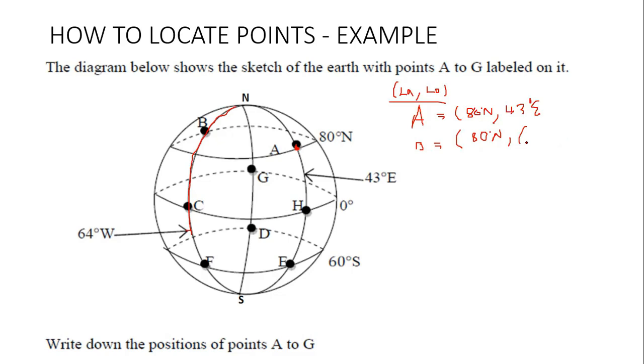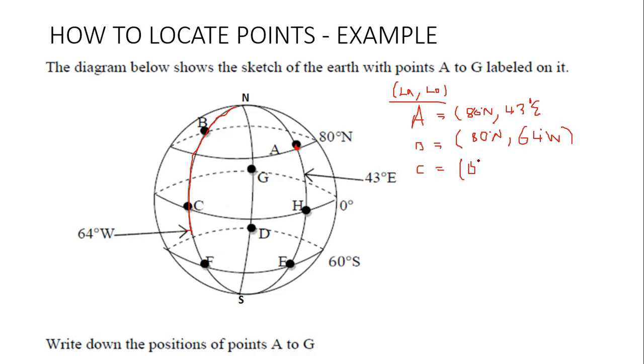So we have our 64 degrees west, okay. So that is B. We can proceed. C, let's locate C. C is here. So C is actually on the equator here. This is 0 degrees. There's nothing like it. It's north, east, or whatever. It has got no sign. So we just write 0 degrees, comma.